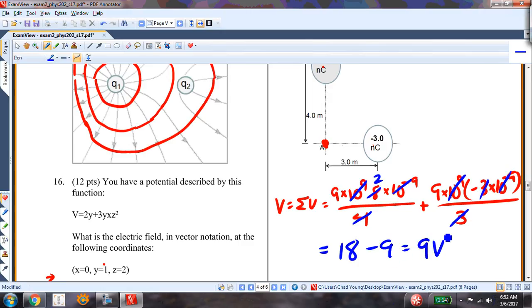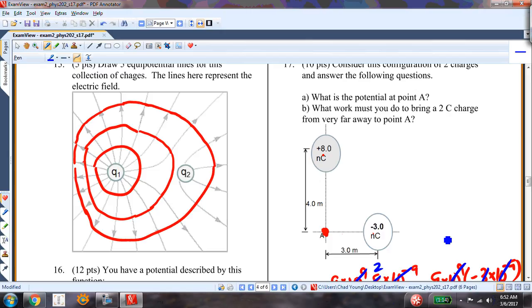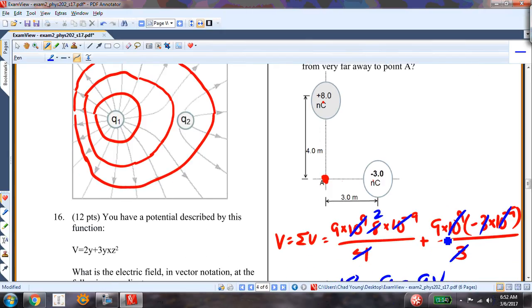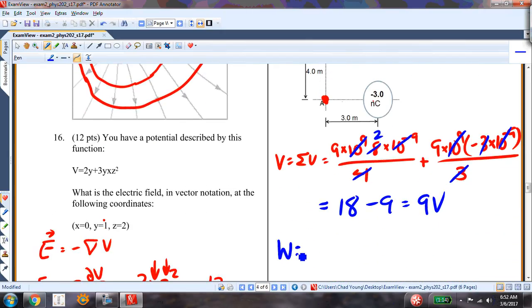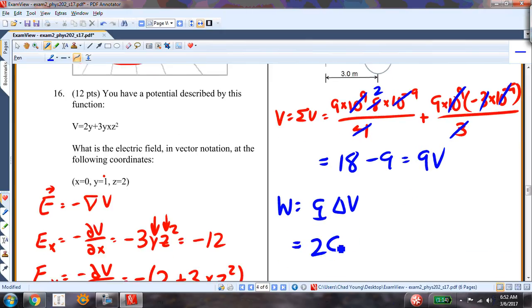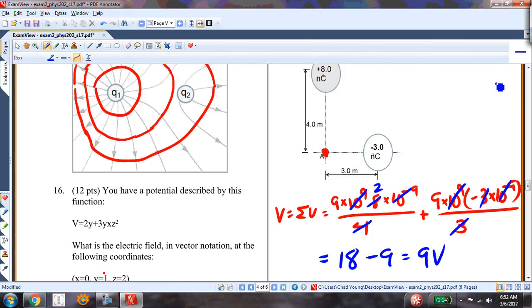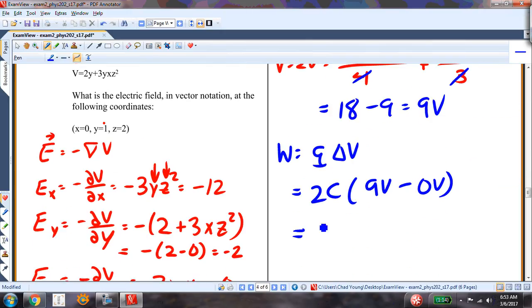So it's 9 volts. And now how much work does it require to bring a 2 coulomb charge to point A? Well, work is equal to Q delta V, which is equal to 2 coulombs. The final voltage is 9 volts. The initial voltage is 0 volts, right? Because I'm going from over here where the voltage is equal to 0 volts, and I'm moving this particle over to here. So I can find that is 18 joules. Remember, volts is a joule per coulomb.